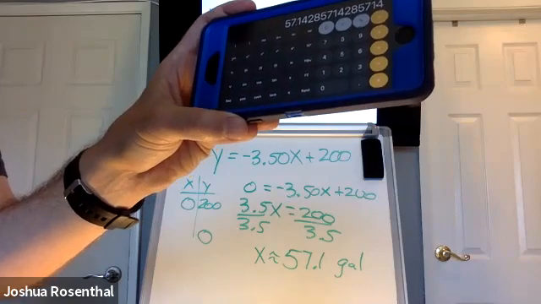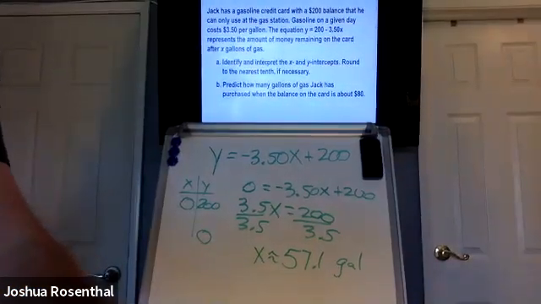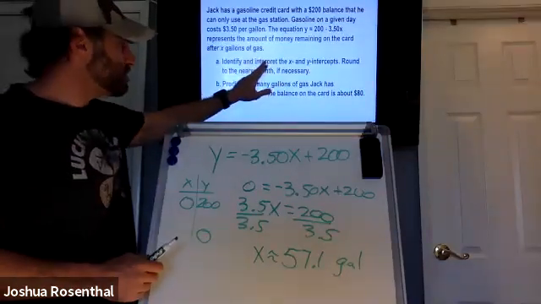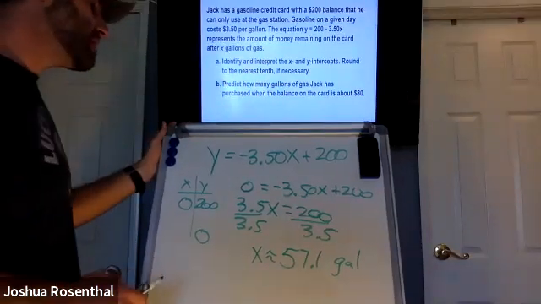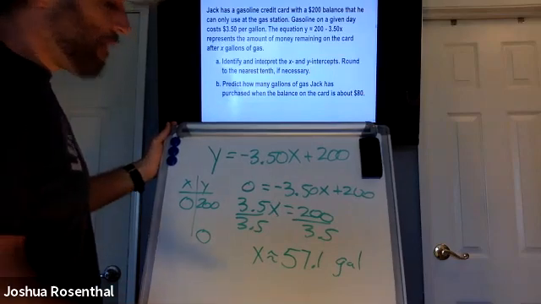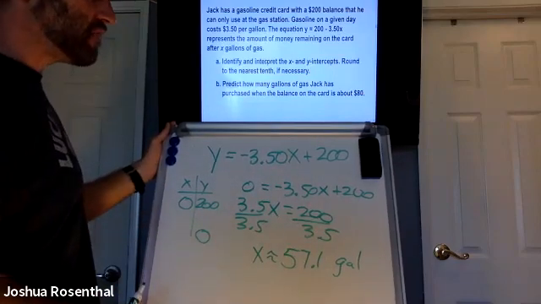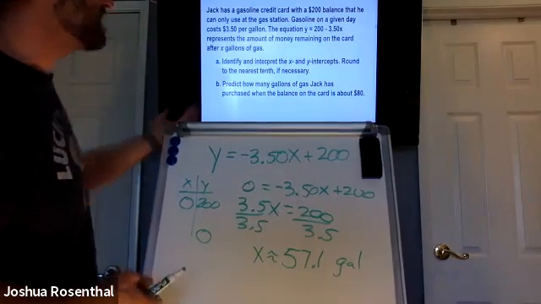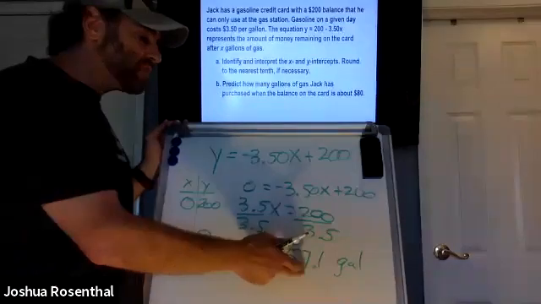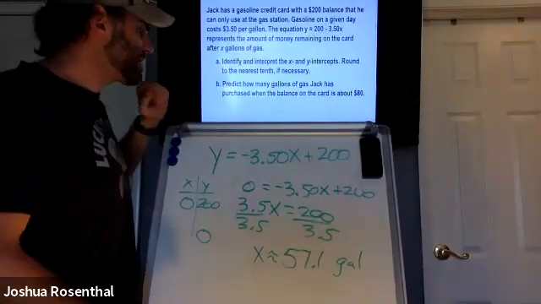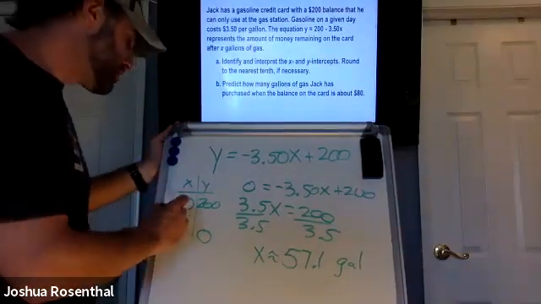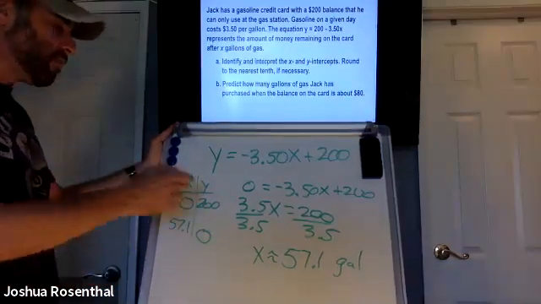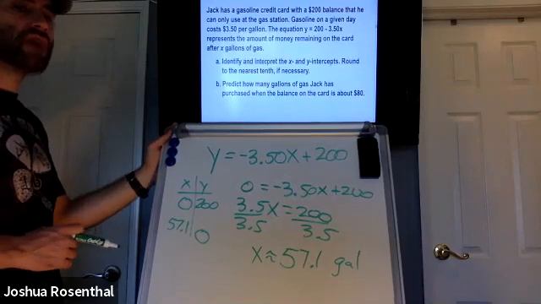Okay. All right, so if it's about 57.1 gallons, now it says identify and interpret. You have to say what these things mean. What does this mean? What is 57.1? By me putting gallons, I've done half of what it's asking me to do. If I just do 57.1, I've answered what the X intercept is. The X intercept is 57.1. The Y intercept is 200. But I have not interpreted them.